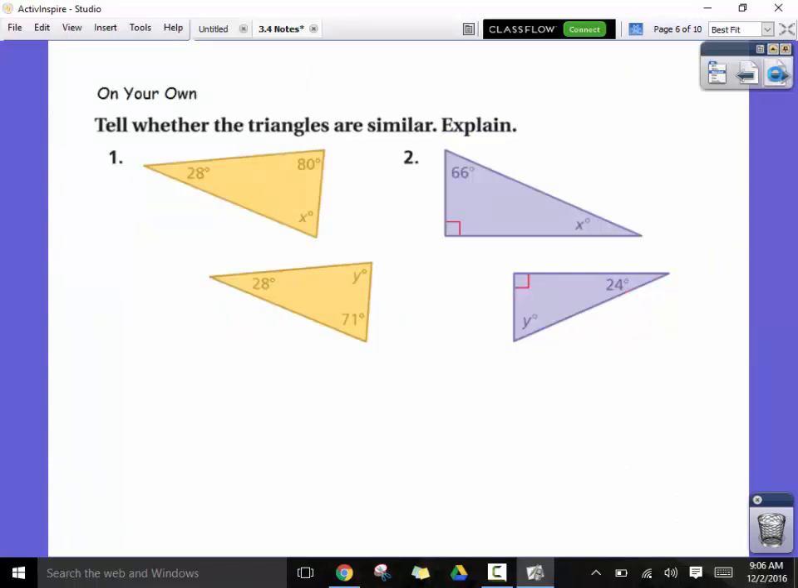Okay, I'm going to have you do these on your own, so push pause, tell whether the triangles are similar, explain, and then when you're ready, push play.